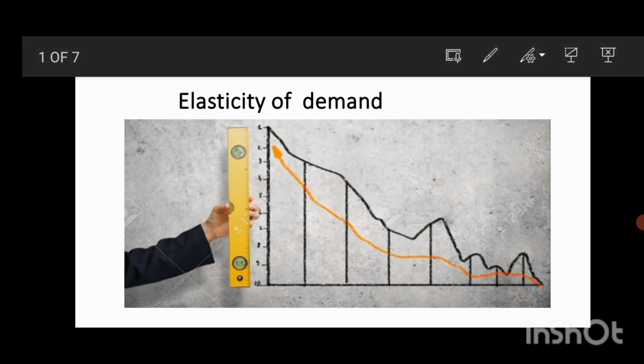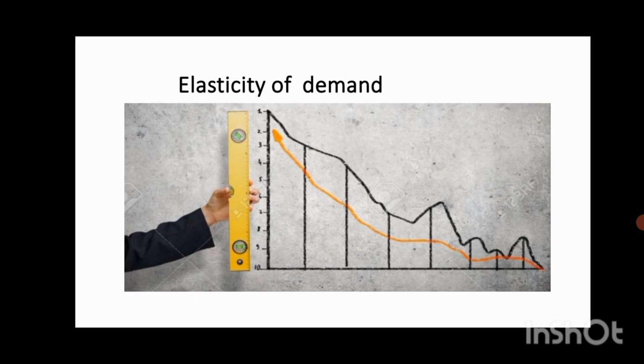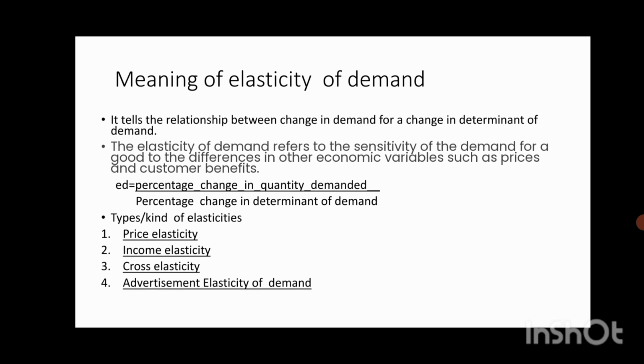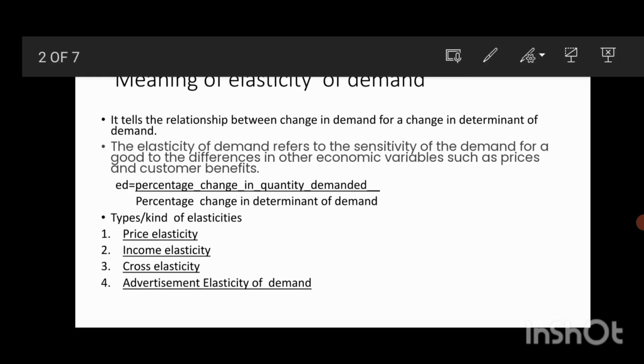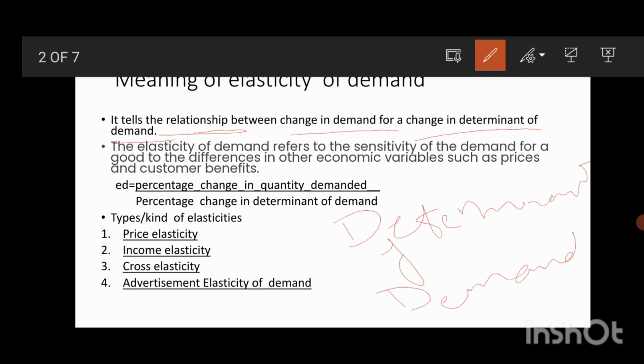So now, what is elasticity of demand? Elasticity of demand is nothing but the changes which take place in demand. Now we will see what elasticity of demand is in detail. Elasticity of demand tells the relationship which exists between change in demand and a change in the determinants of demand. So if there are changes in the determinants of demand, what changes will it bring in demand? That is explained in elasticity of demand.